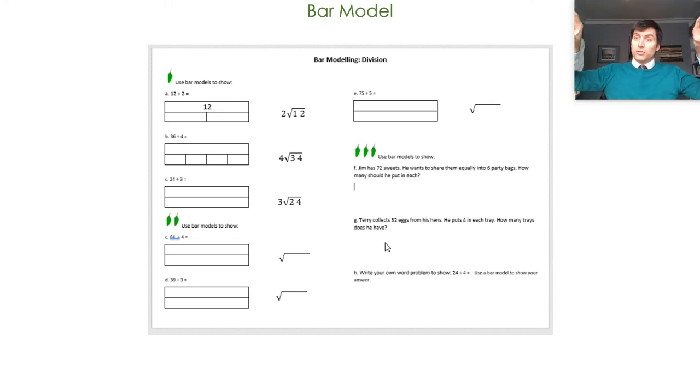So you've got 72 on the top. How many sections there? 6, isn't it? Okay, and then you're going to put the other factor that goes with 6 in each of those boxes. Then we've got 32, 4 in each tray. Well, how many trays will you have then? And then you're going to think about 24 divided by 4. And can you write a really interesting word problem for that?